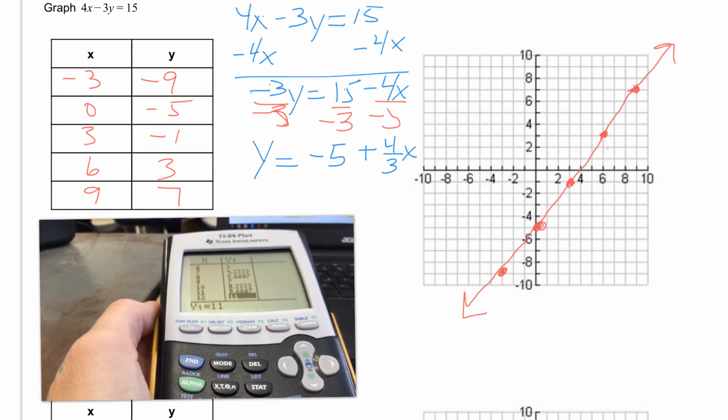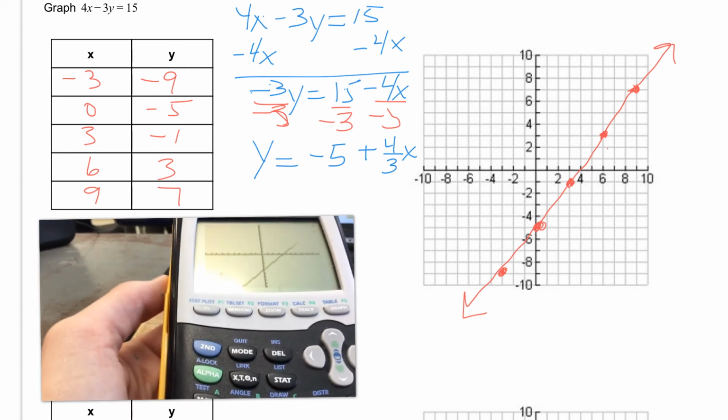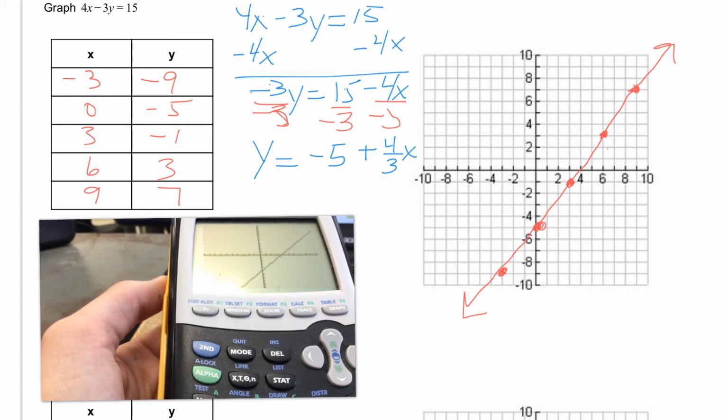If you want to compare your line with your calculator, just hit that graph key, and you should see that it's going in the same direction. This is going up from left to right, as this one is. And so it's in the same spot as this one is as well, so you should know that you did your answer correct, as long as you solve for y correctly.